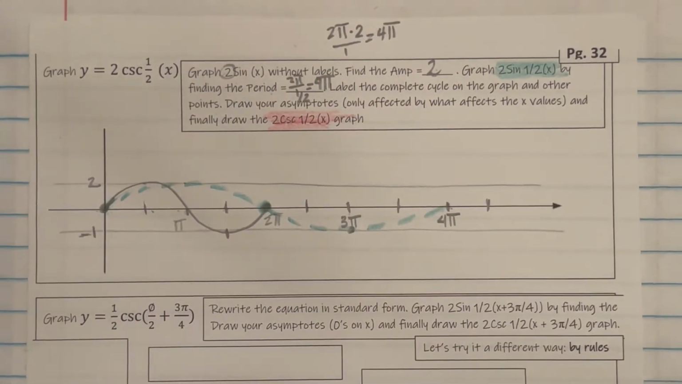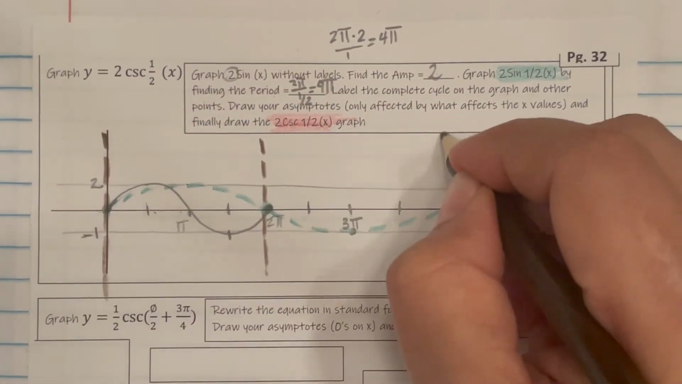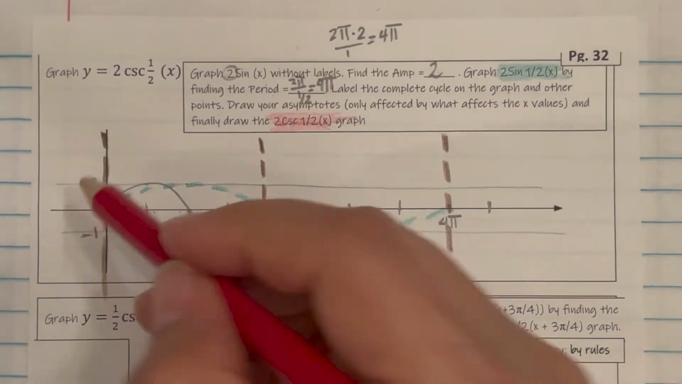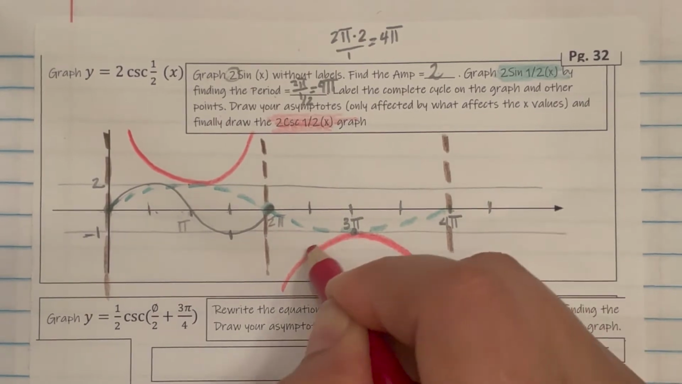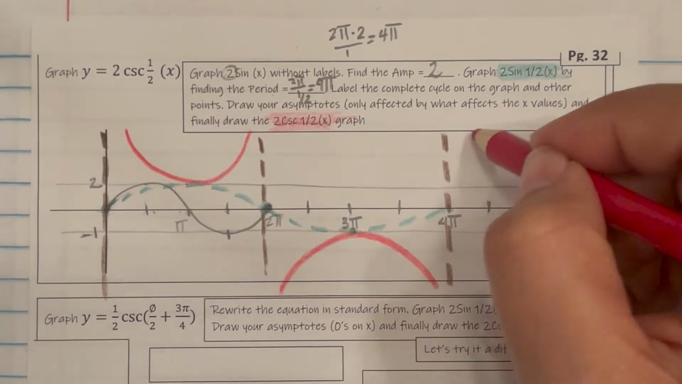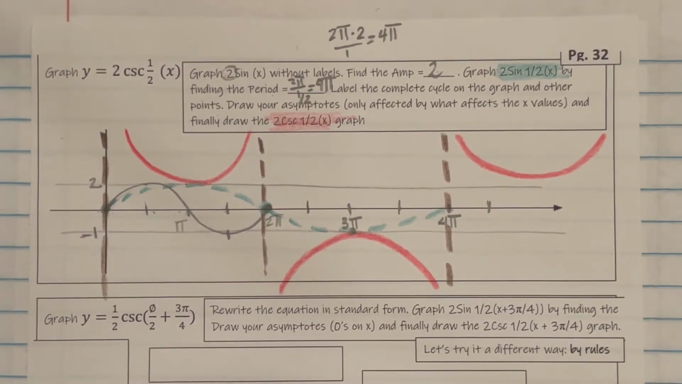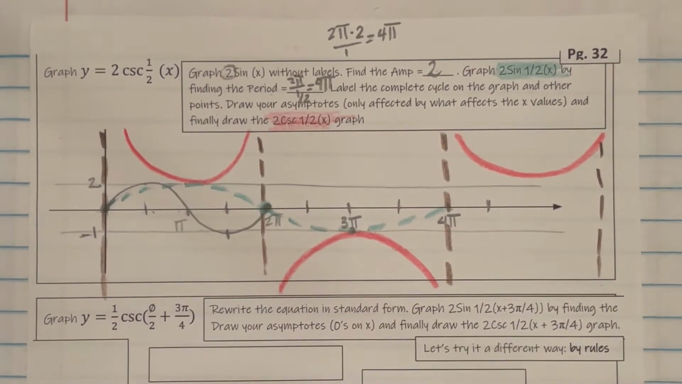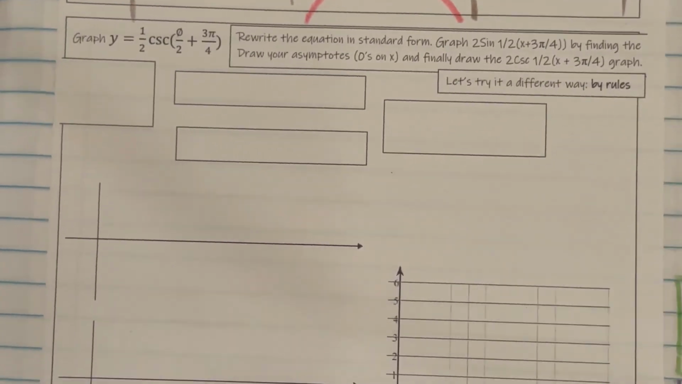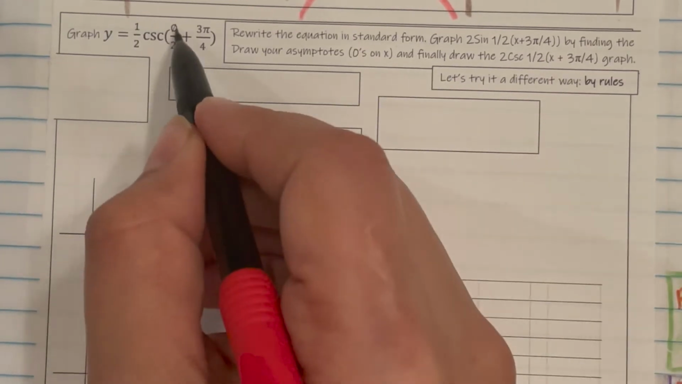Now what I'm going to do is draw my asymptotes. So remember, every time it crosses the x-axis, that's where my asymptotes are. So once you have my asymptotes, all you have to do is make the opposite of what this current sine graph is. And you can keep going on as well. So that's what 2 cosecant 1/2 x looks like. You graph what 2 sine 1/2 x looks like, and then once you draw in your asymptotes, you go ahead and flip it. So let's go do a more complicated question.